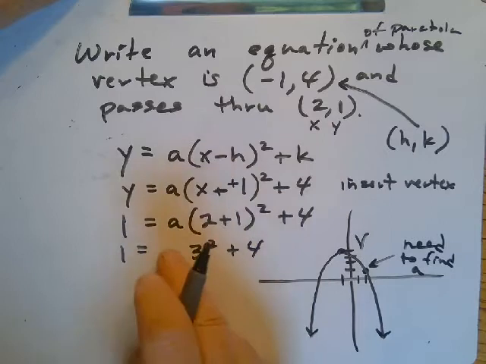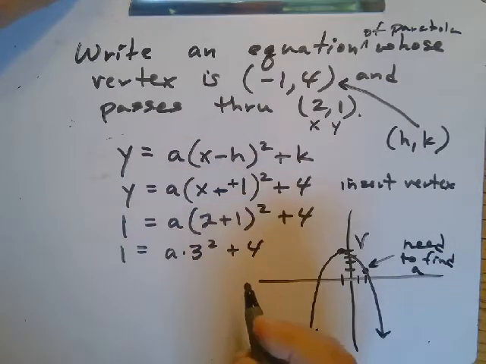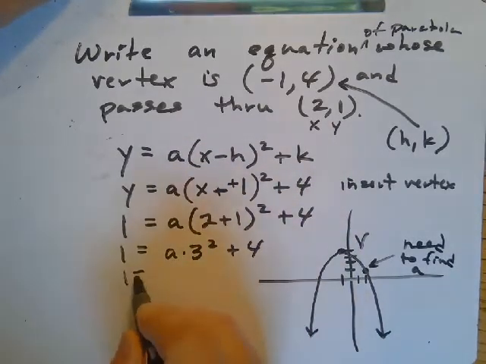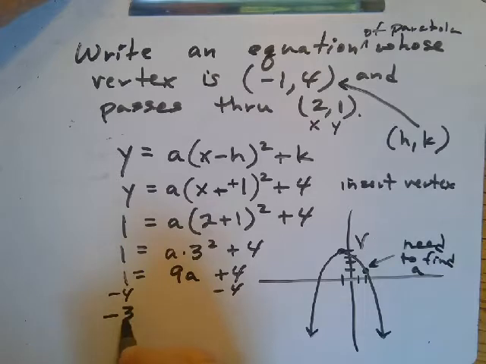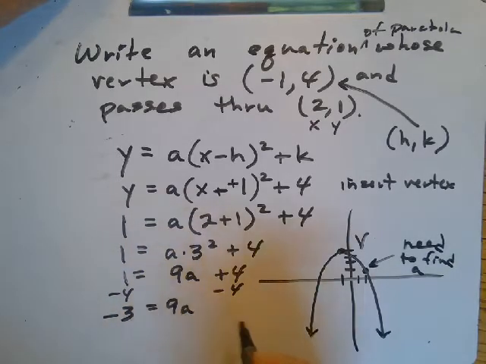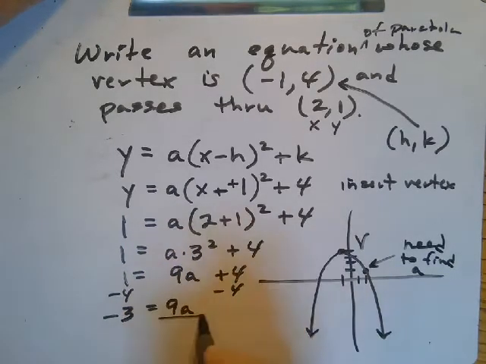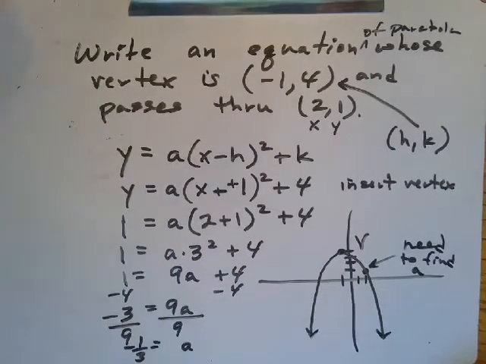I'm going to do the order of operations properly here. This is 9. 9a plus 4. Let's subtract 4 from both sides. We get negative 3 equals 9a. And divide both sides by 9. And we discover that a is a negative 1/3. A is a negative 1/3.